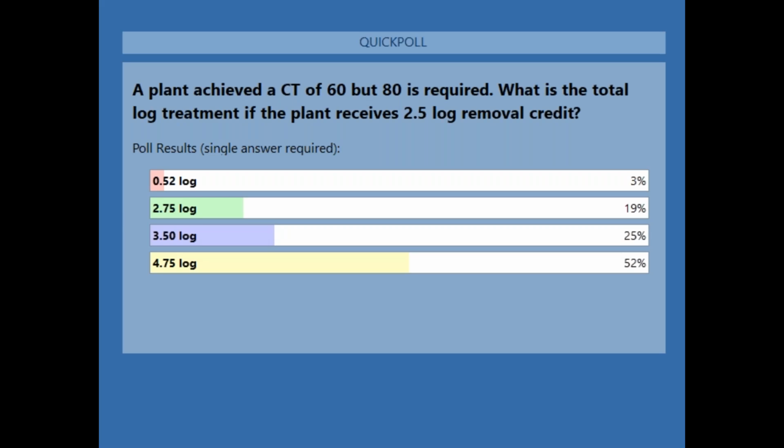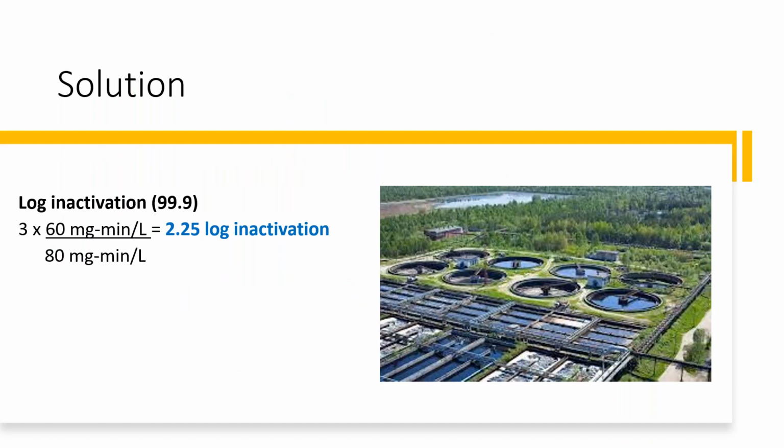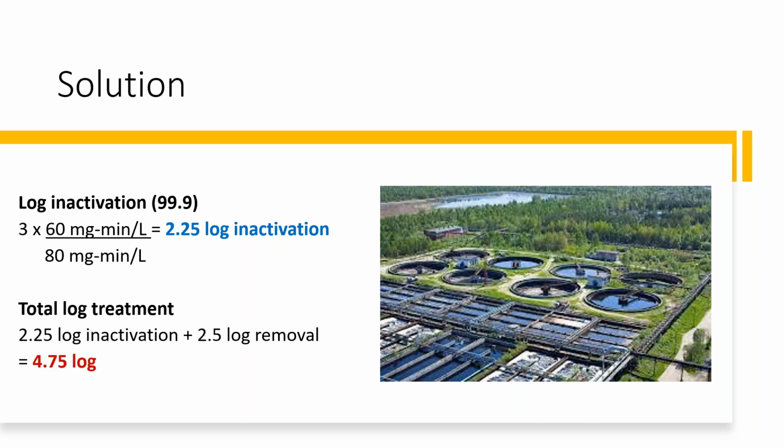Here's our solution for the log inactivation that we achieved through disinfection. We achieved 60 and we needed 80, so 60 over 80 times 3 gives us 2.25 logs from inactivation. Then we added on our 2.5 log removal credit. So 2.25 inactivation plus 2.5 for removal gave us 4.75 logs total.